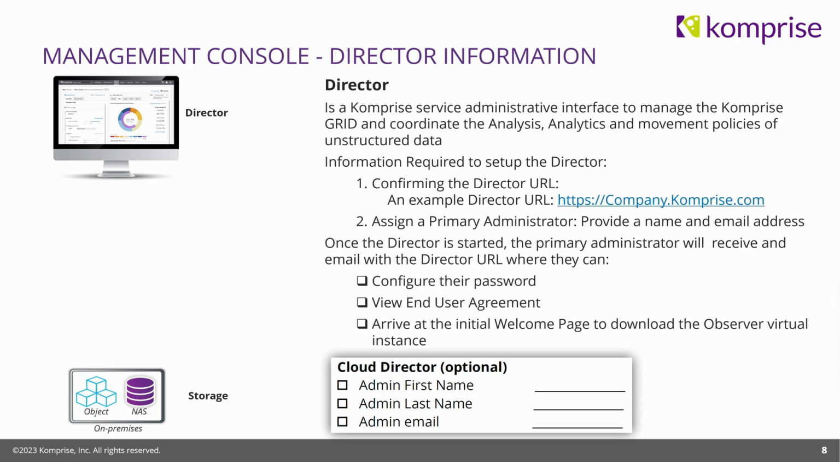And to configure a director, you will only need to provide a name and an email address for the first administrator. We'll work together to select a director URL, which is typically your company name followed by .komprise.com. And upon your first login to the director, you'll be prompted to create a password for the site, and then you're directed to the welcome page where you can download the Observer VM files. It's really a simple process.